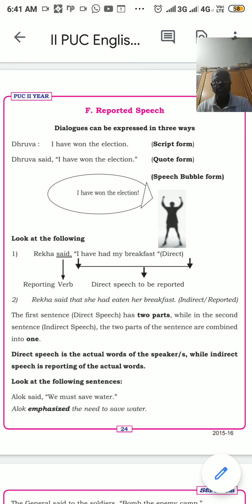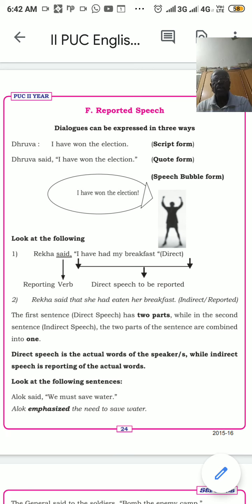Be is not used as it is. Only be forms are used. Then we have do forms: do, does, past tense did, past participle done. So do, does, did, done. Then have. Present form, have or has. Past form, had. Past participle form, had. These three are called primary auxiliaries. The remaining are called secondary auxiliaries or modals. Which are the modals? Will, would, shall, should, can, could, may, might, must, had to, or ought to.